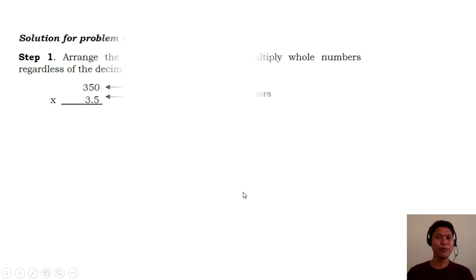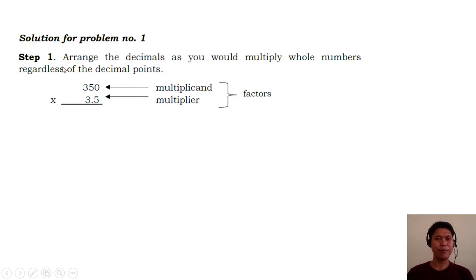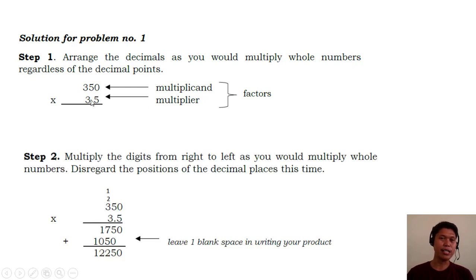Okay, so ito yung mga steps na dapat nyo tandaan palagi. Step number 1 is arrange natin ang multiplicand and multiplier. Iyan ang mga dalawang factors. Pwedeng baligtarin yung dalawa. Pwedeng unahin si 3.5 or si 350. Depende sa inyo. The same results will come out. Step number 2 is i-multiply lang natin. Right to left pala, na parang mga whole numbers lang na as if walang mga decimal places.